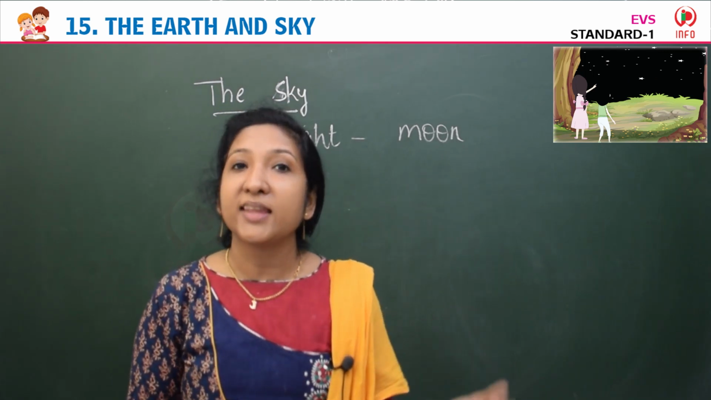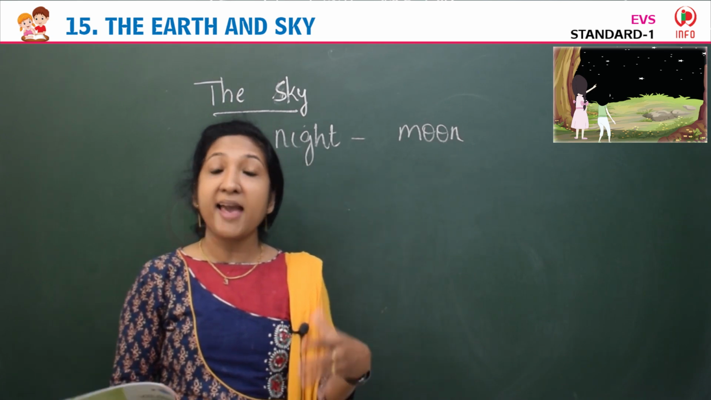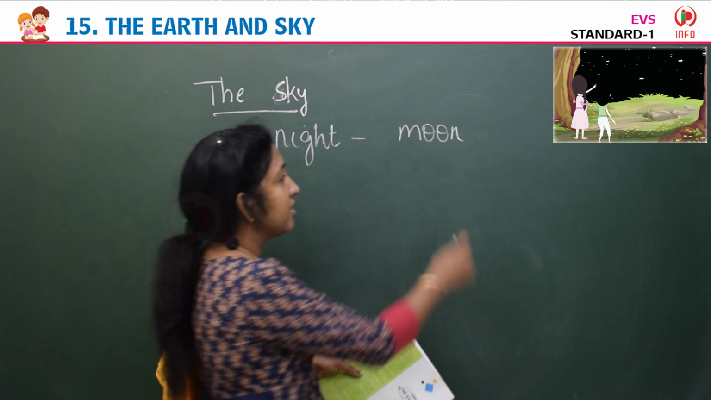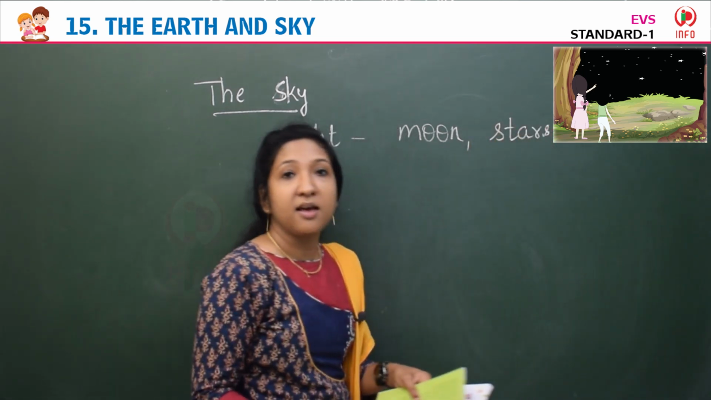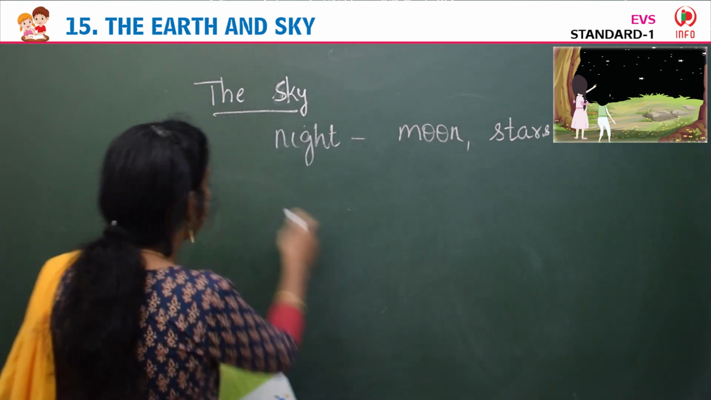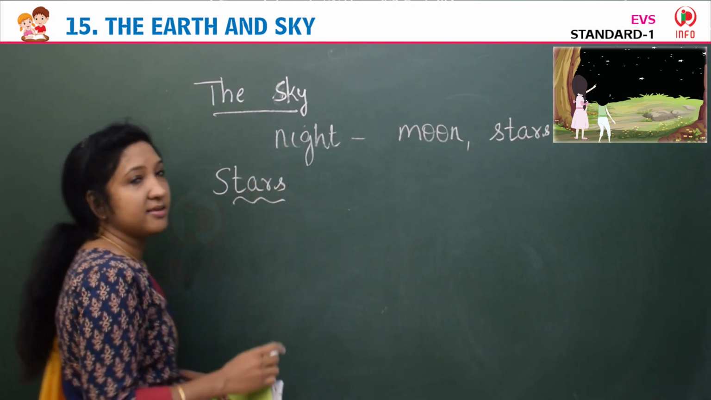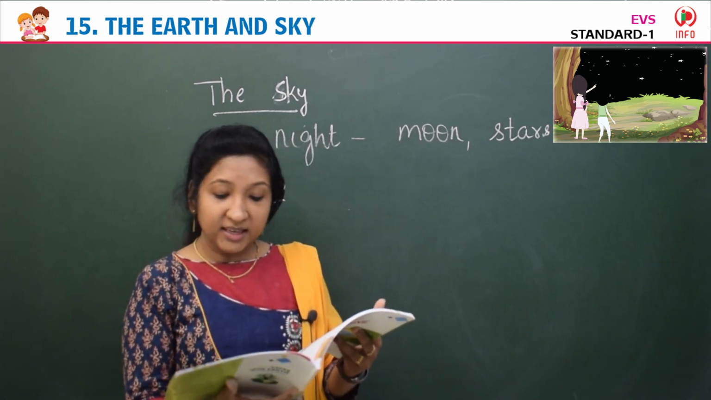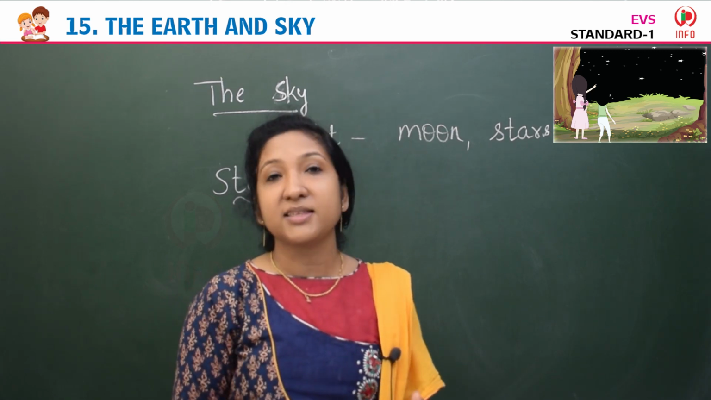Yes, children, in the daytime we see the sun in the sky, and at night time we see the moon and also stars, the twinkling stars we see at night in the sky. Yes, so next we are going to learn about the stars, the twinkling stars, isn't it? At night, we see thousands of twinkling stars in the sky.